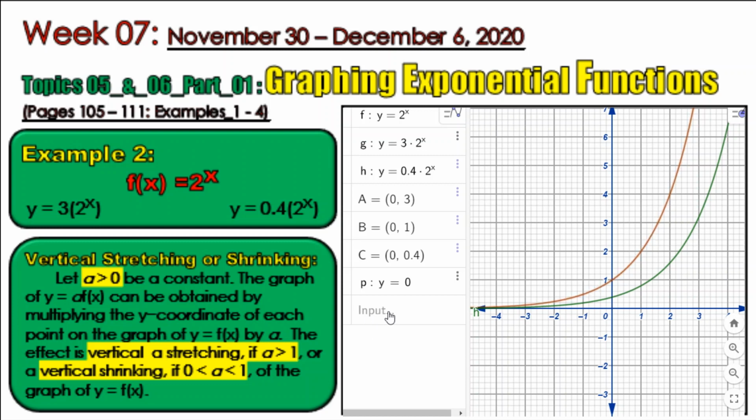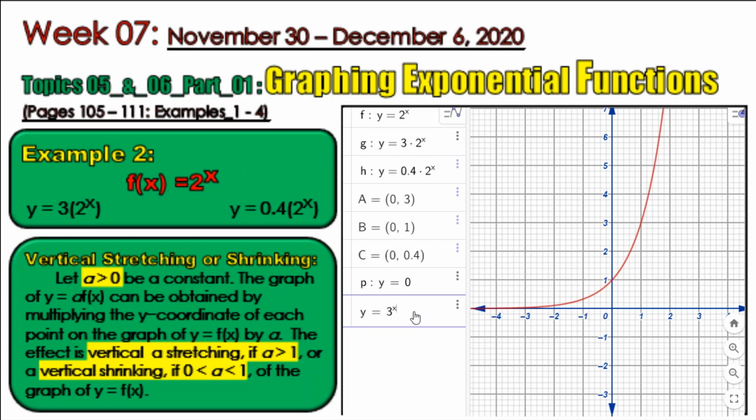Okay, so let us have some examples. If we have y is equal to 3 raised to x, this is the graph. How about if we want to have the y-intercept, which is 4? So what would be our function? Okay, so 4 is greater than 1, so the effect is vertical stretching.